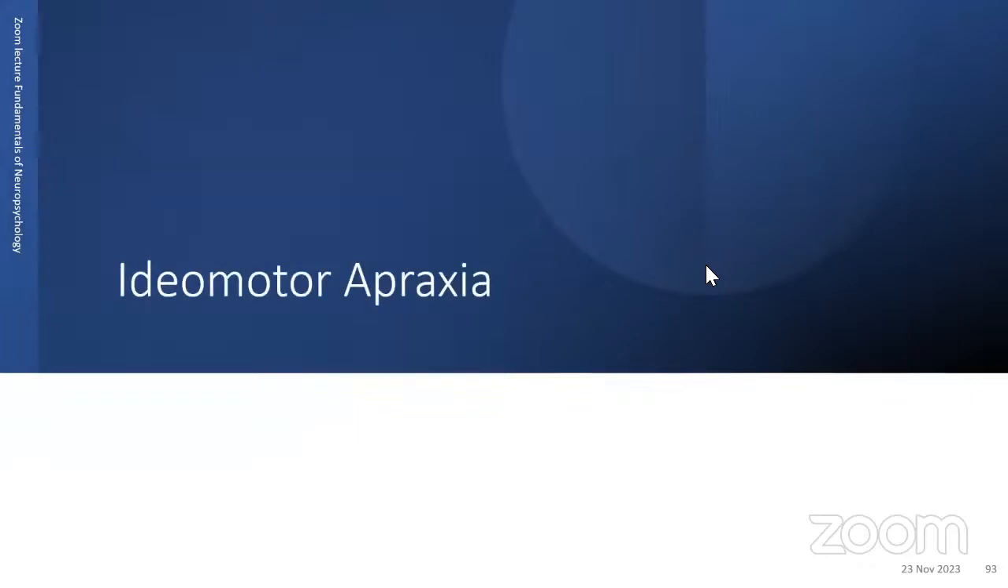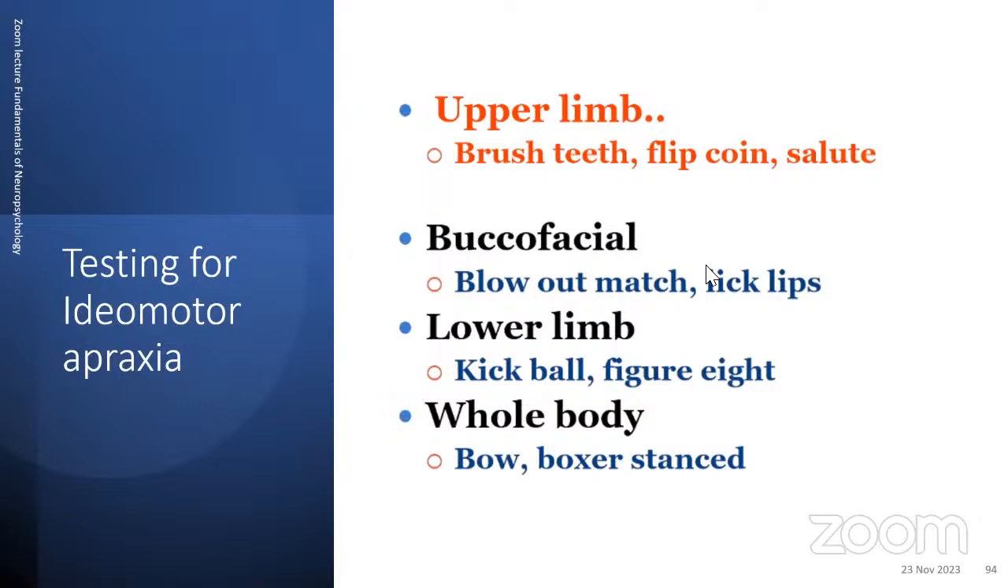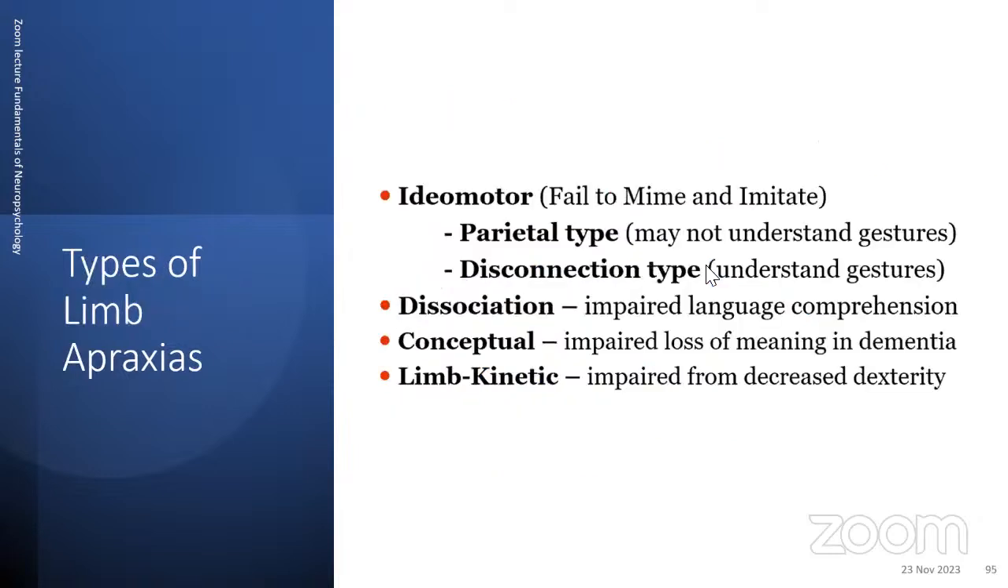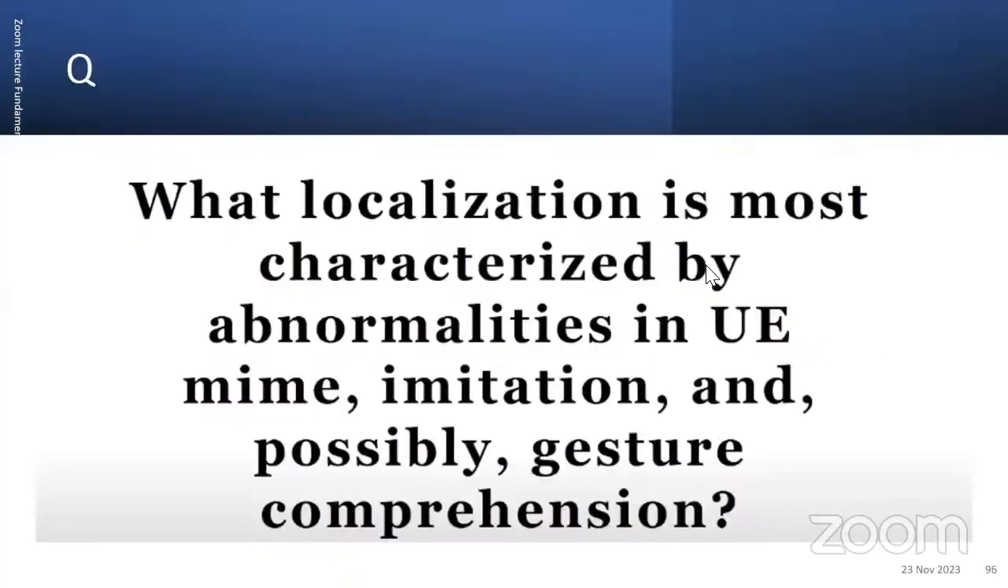Now, ideomotor apraxia in the upper limb: brush the teeth, flip a coin, salute, and ask him to do all this. Buccofacial: blow out a match, lick the lips, kick a ball, figure of eight, making a drawing. If you want to test whole body ideomotor apraxia, ask how you bow, how a boxer stands, imitate all these pantomimes. So in ideomotor apraxia, patients fail to mime and imitate. The parietal type may not understand the gestures. The disconnection type understands gestures but cannot perform. Dissociation syndrome, which we'll see in the end, is a corpus callosum dissociation with impaired language comprehension. Loss of meaning in dementia is conceptual. Impairment from decreased dexterity is limb kinetic, and they will not be able to do tasks.